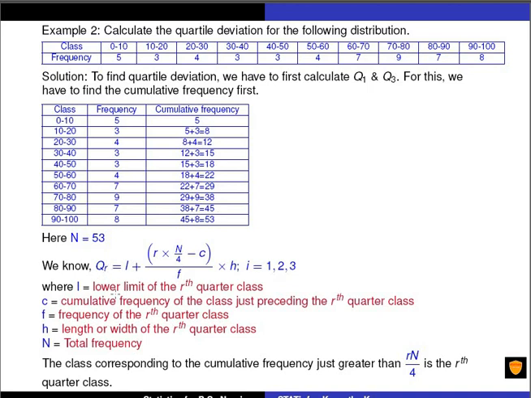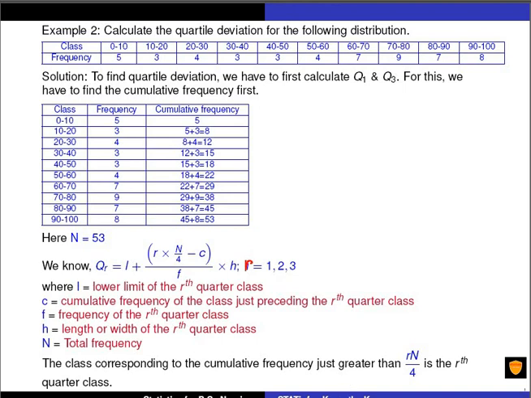So the formula for quartiles, Qr, where r is equal to 1, 2, 3, is equal to L plus (r into N by 4 minus C) divided by F, into H. So what is L? L is the lower limit of the rth quartile class. And what is C? C is the cumulative frequency of the class just preceding the rth quartile class. F is the frequency of the rth quartile class. H is the length or width of the rth quartile class. And capital N is the total frequency.